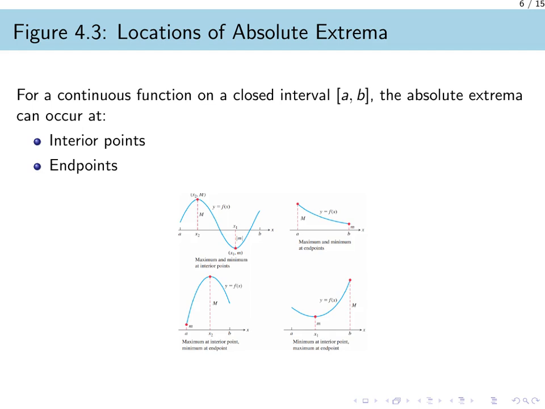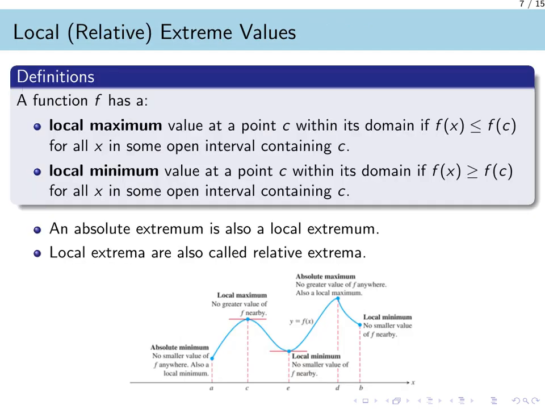So the key idea is that an absolute extreme value must occur at either an interior point or at one of the endpoints of the domain. Now let us narrow our focus from the overall highest and lowest points to what we call local or relative extreme values. A local maximum occurs at a point c if the function's value, f of c, is greater than or equal to the values of f of x for all x in some small open interval around c. In simpler terms, it is a peak in its immediate neighborhood.